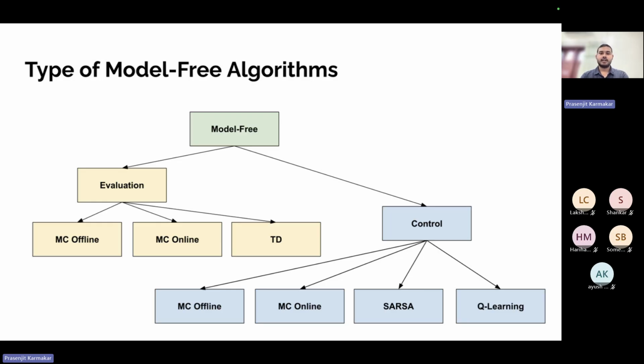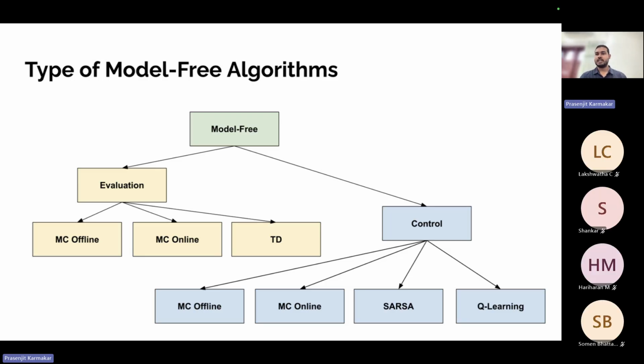So the main classification is like this. Model free evaluation has Monte Carlo offline policy evaluation, Monte Carlo online policy evaluation, and then temporal difference learning or TD learning. And for the control part, we have Monte Carlo offline and Monte Carlo online, the same two algorithms, only now we can improve on the policy. So we have an initial policy, we evaluate the policy, we improve the policy and then evaluate it again. Something like this.